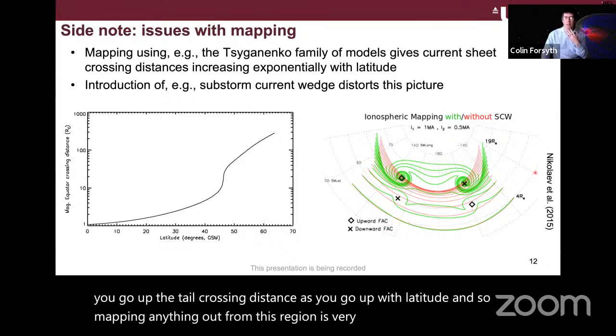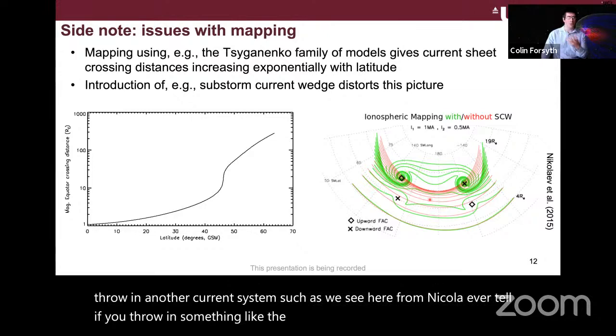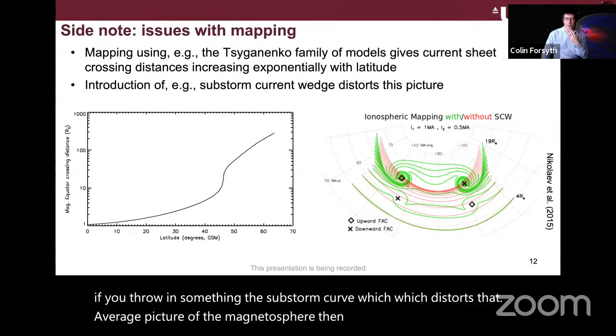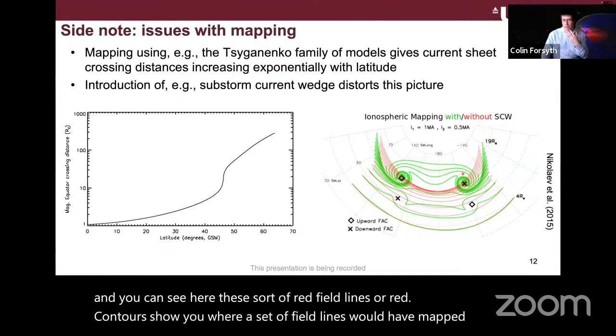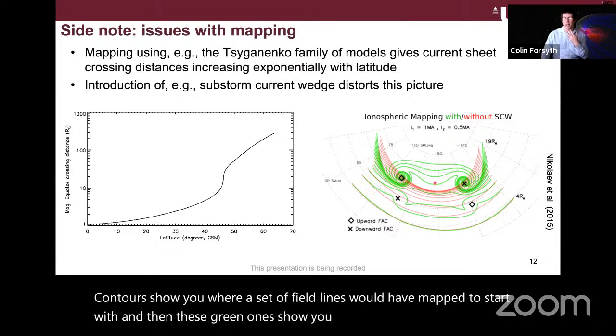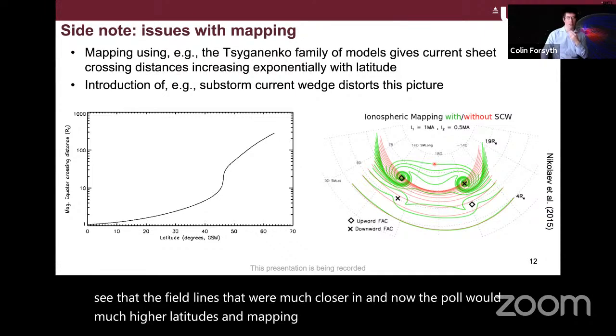And then if you throw in another current system, such as we see here from Nikolaev et al., something like the substorm current wedge, which distorts that average picture of the magnetosphere, then that mapping gets even worse. You can see here these red field lines or red contours show you where a set of field lines would have mapped to start with, and then these green ones show you this new mapping, and you can see that field lines at much higher latitudes, poleward, are mapping to a very different distance.